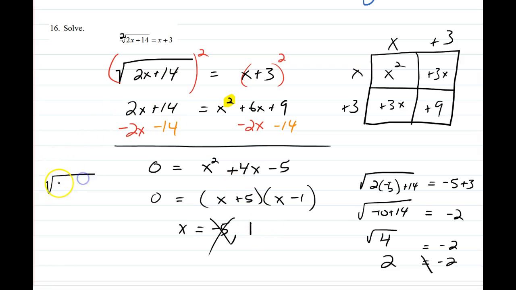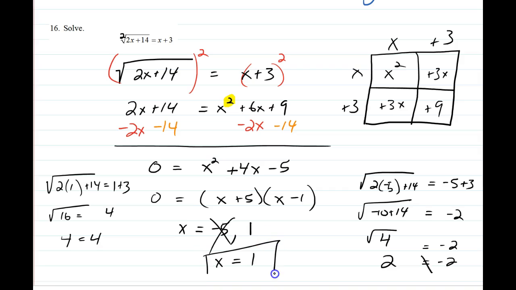And so now we would try 1. So the square root of 2 times 1 plus 14. Does it equal 1 plus 3? So this becomes 16. Does that equal 4? And so we get 4 equals 4. And so our final answer is just x equals 1.